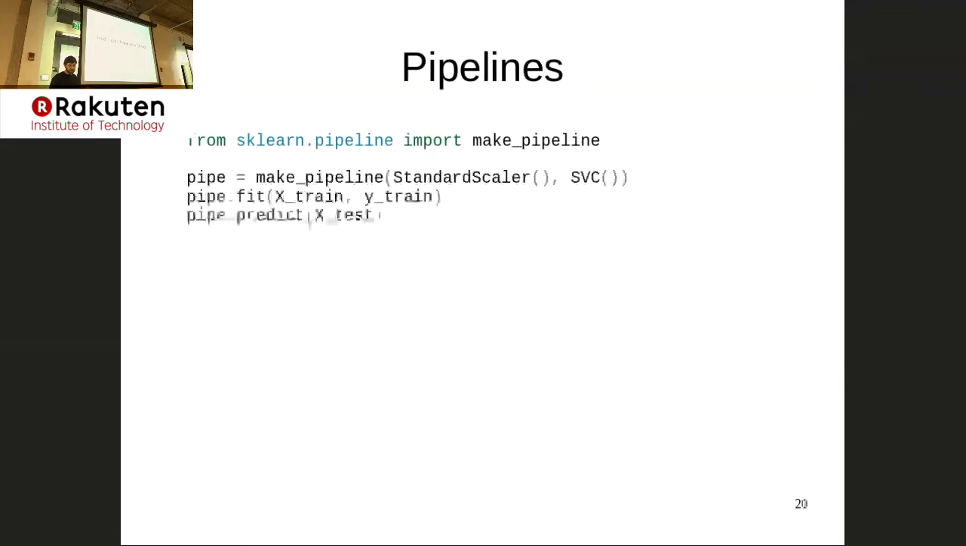So this is how it looks. Here, I have a standard scaler and a support vector machine. And now I can call fit and predict, and it'll scale the data and then make the prediction.